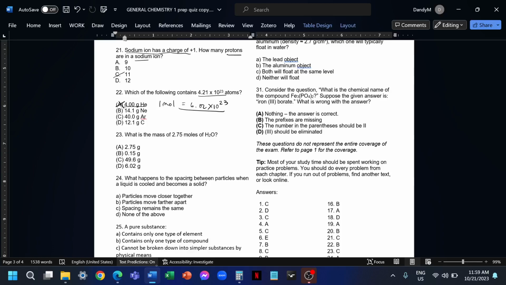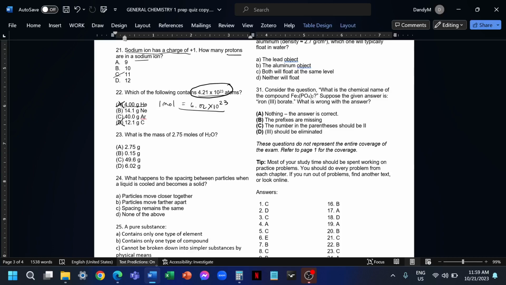Also for letter D, that is carbon, that is 12.1. That's also the molar mass, or that's close to the molar mass of carbon. So that's still also closer to 6.02. So this is also possibly not the answer, because again here I'm looking for this number and this one is smaller than 1 mole. So I'm looking for something that is less than 1 mole.